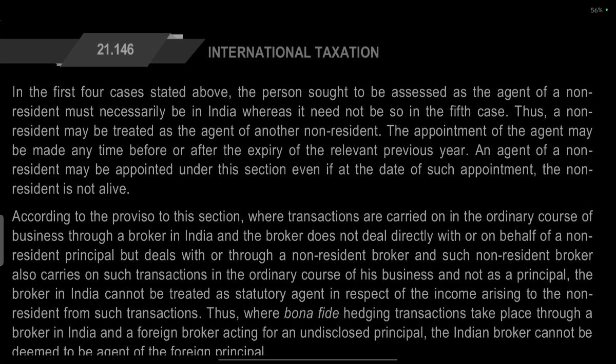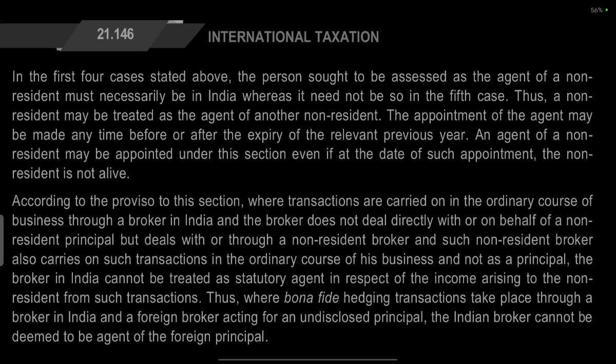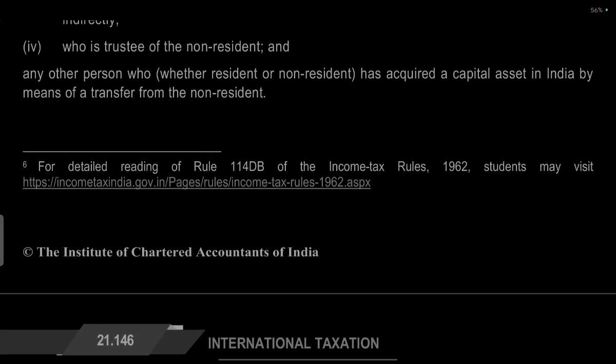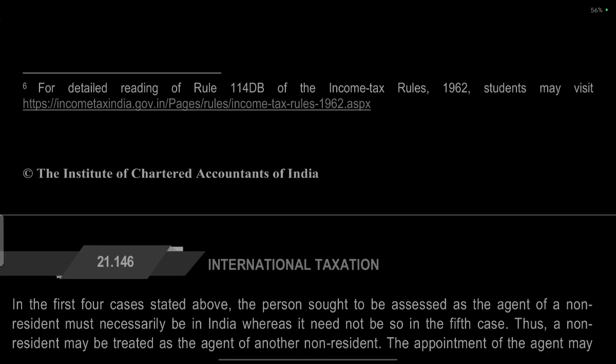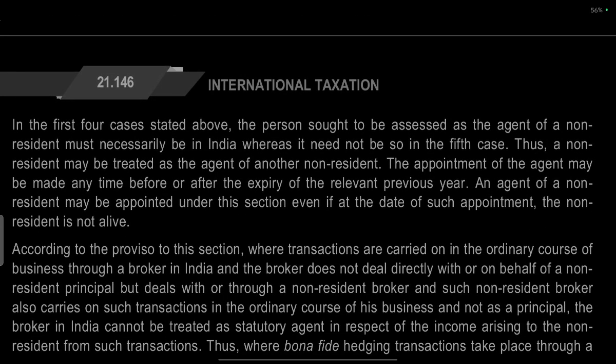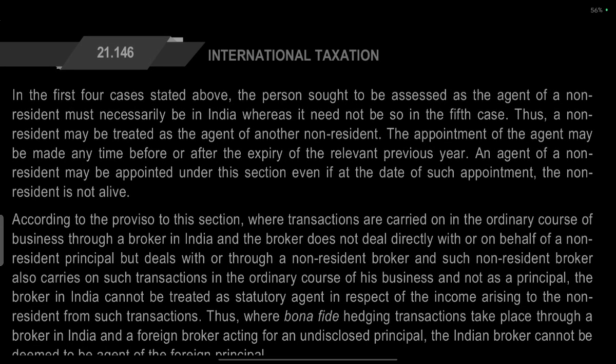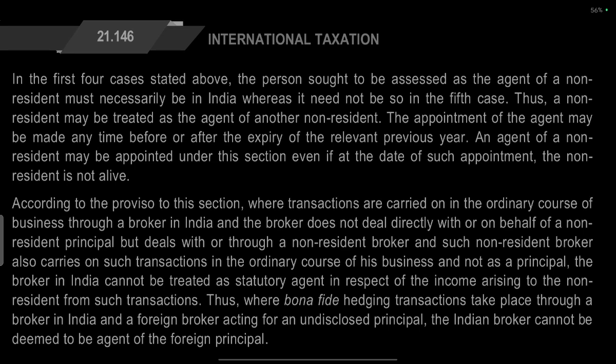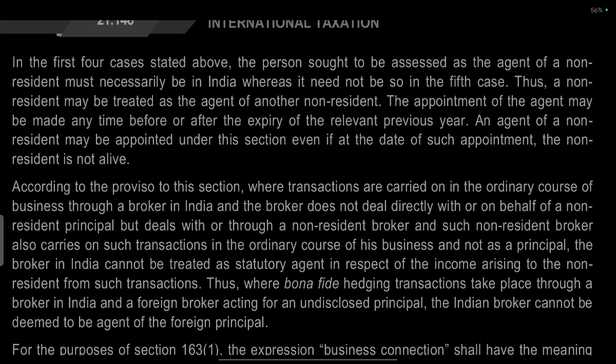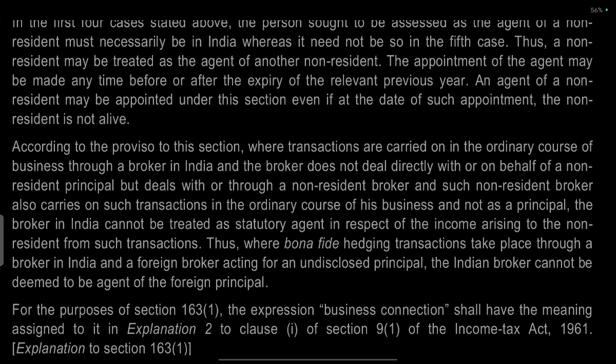In the first four classes stated before, the person sought to be assessed as an agent of the non-resident must necessarily be in India, whereas it need not be so in the fifth case. Thus, a non-resident may be treated as an agent of another non-resident. The appointment of the agent may be made at any time before or after the expiry of the relevant previous year. The agent of a non-resident may be appointed under the section even if, on the date of such appointment, the non-resident is not alive.